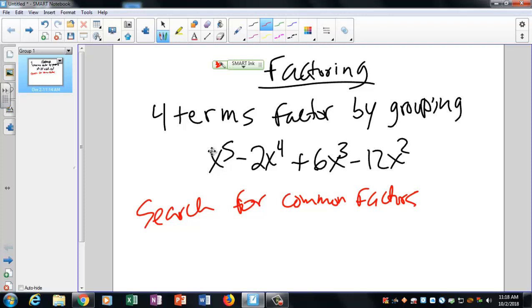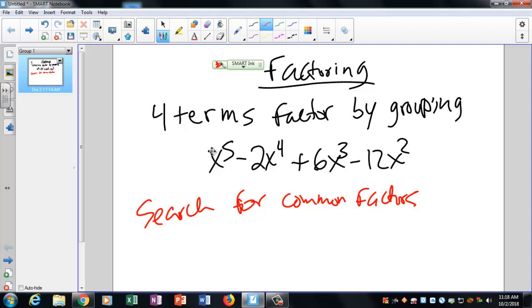Now, here's the thing. Most of the time, there is no common factor. I mean, probably 5 out of 6 times, you don't have a common factor, and you'll be okay. But that 1 out of 6 times that it does, you're going to miss it. So you always look for a common factor first.